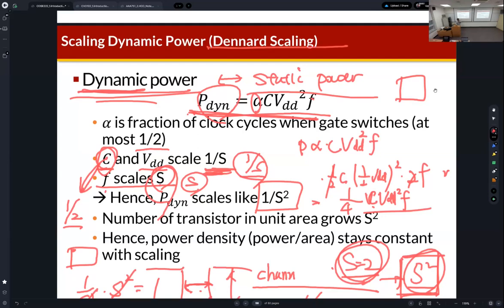So actually this rule is called the Dennard scaling. It's a very important law. This Dennard scaling explains that if the semiconductor technology has advanced, we can use a faster computer without any increase of chip size. So the Dennard scaling represents that when the scaling factor is S, the power density stays the same. Dennard scaling is true only if we consider the dynamic power, and if the VDD can also be scaled down, right?